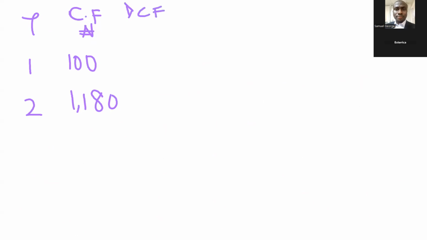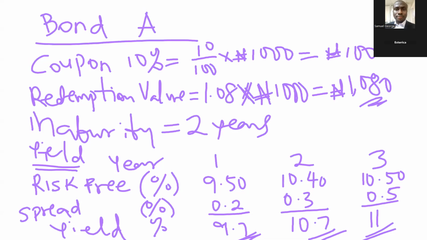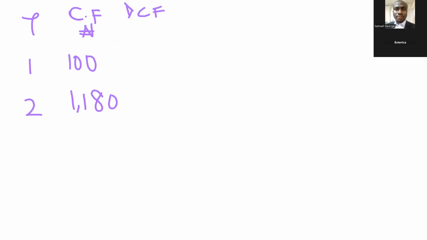We have a different discount factor for all the years. Year 1, that is the yield we are going to use: 9.7%, 10.7%, and 11% for years 1, 2, and 3, respectively. So we are going to use (1 plus R) raised to power minus n. Okay, so what is this?